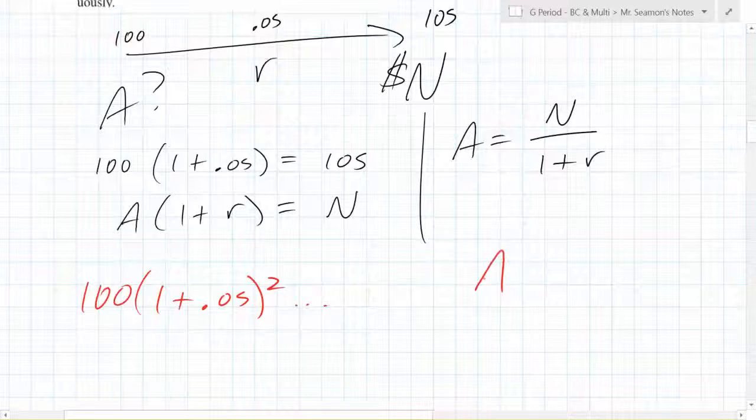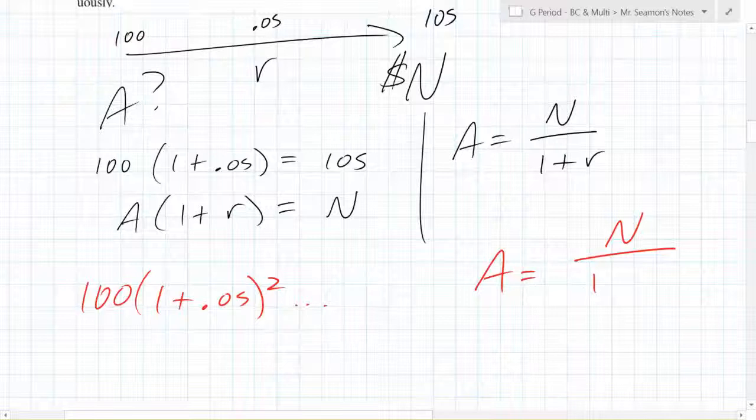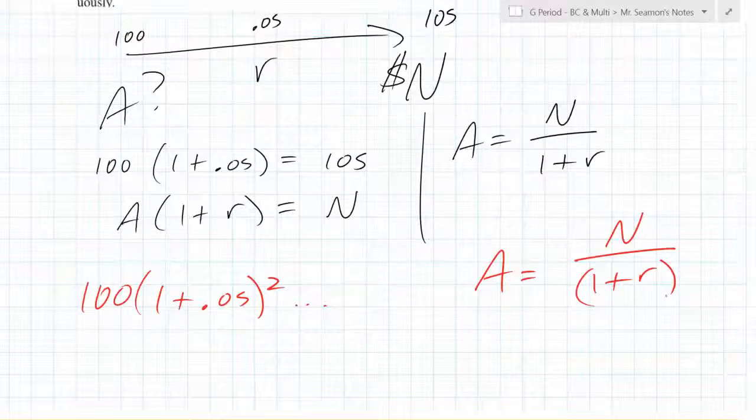So what's our general A going to be? If the final amount you want is n, it's going to be n over 1 plus r, but what are we going to raise this to? Whatever number of years you want, right? 1, and then 2, and then 3 years out, and then 4 years out, and then what? 5 years out, and then n years out, right?